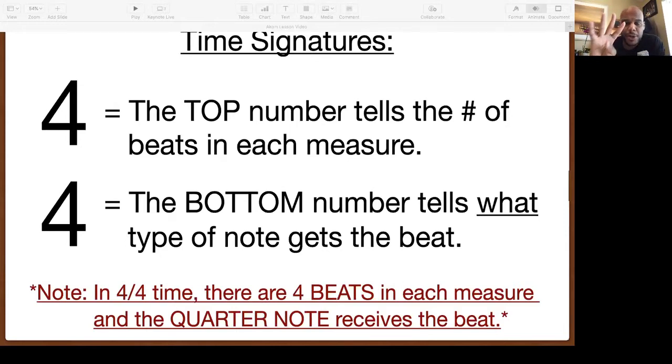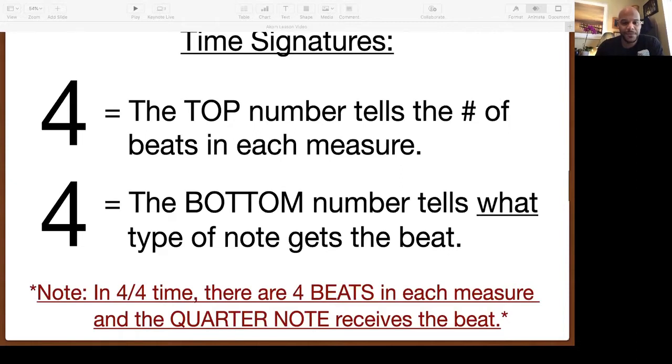Remember, the top number tells us how many beats are in each measure. So what's our top number? 4. So how many beats are there in each measure? 4. And the bottom number tells us the type of note that receives the beat, or in this case, the bottom 4 means the quarter note receives the beat. What we're saying is we're breaking that measure into 4 quarters. Don't worry about that too much. Let's focus on the top number.